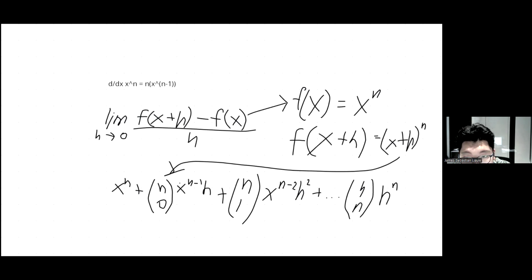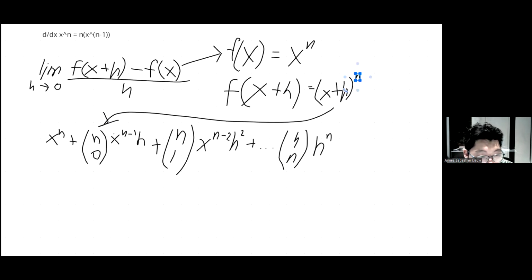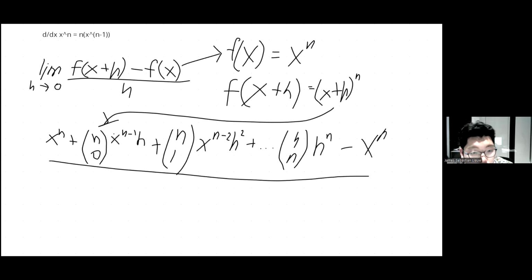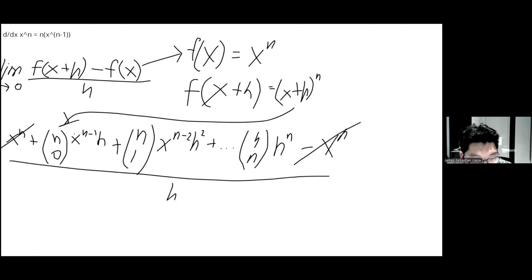So now we know that this is the expansion of f of x plus h, and we would want to subtract this by x power n, and we're going to divide everything by h, right? x power n cancels out. Okay, so x power n cancelled out.